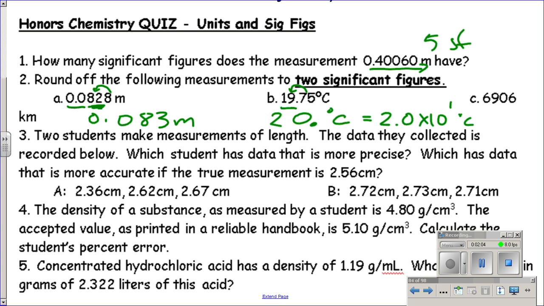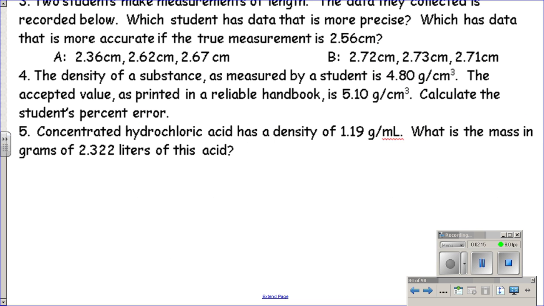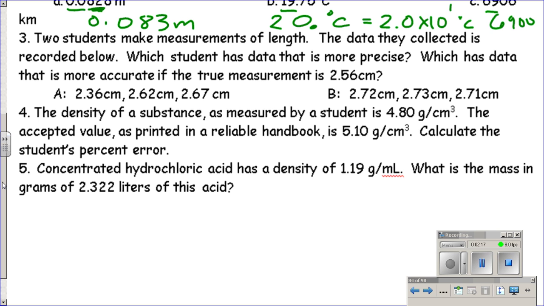Last one that everybody got, 6 and 9 stay, 0 doesn't influence it, so it's 6,900. I think everybody was good there. Okay, and I think most people were good on number 3. How are you going to tell something is precise? What are you going to notice about the numbers? Really close together. It's clumped.